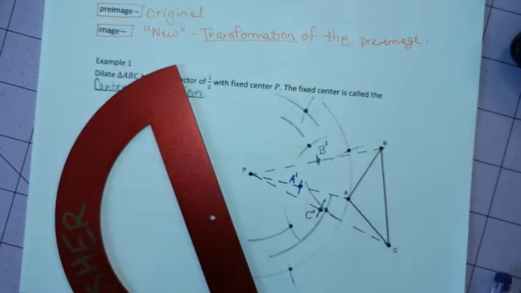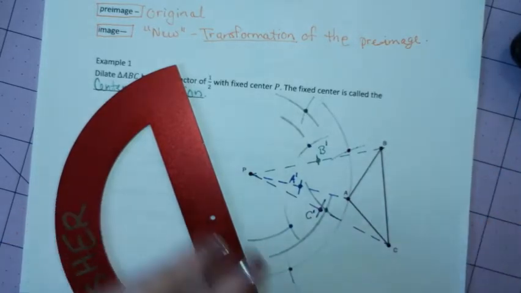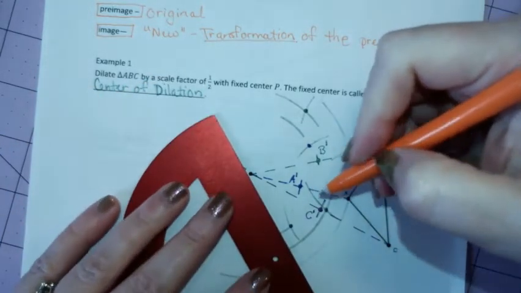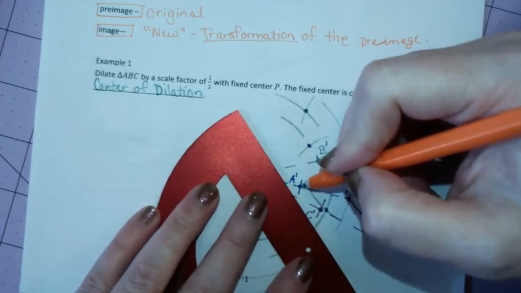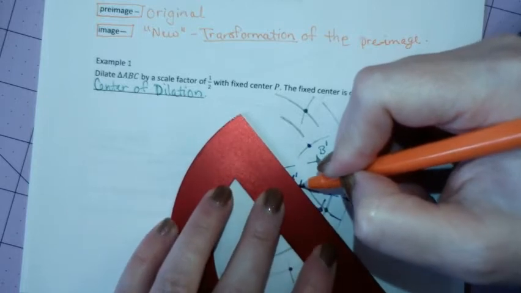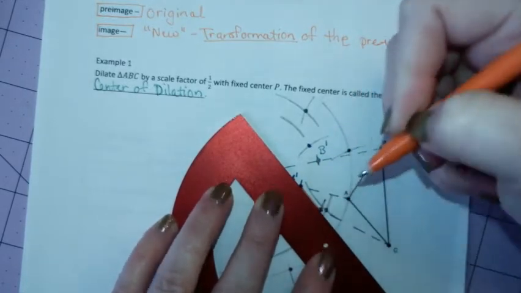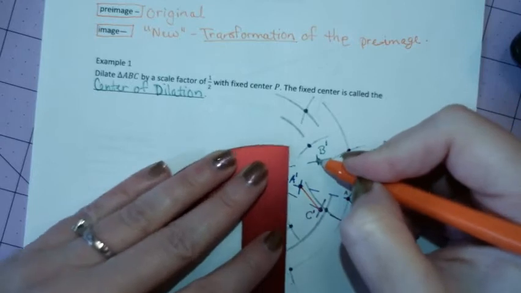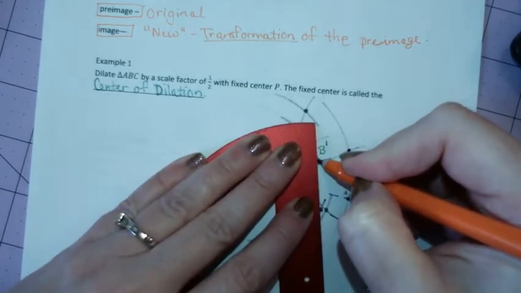Now I've created the vertices for the new triangle, or the image. And I just need to connect points A, B, and C.